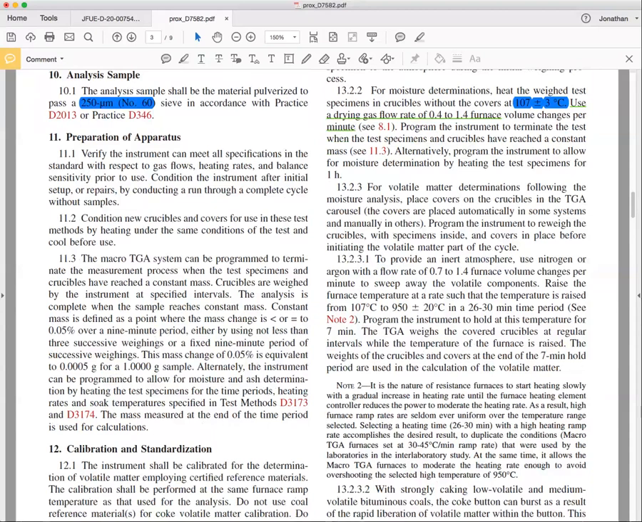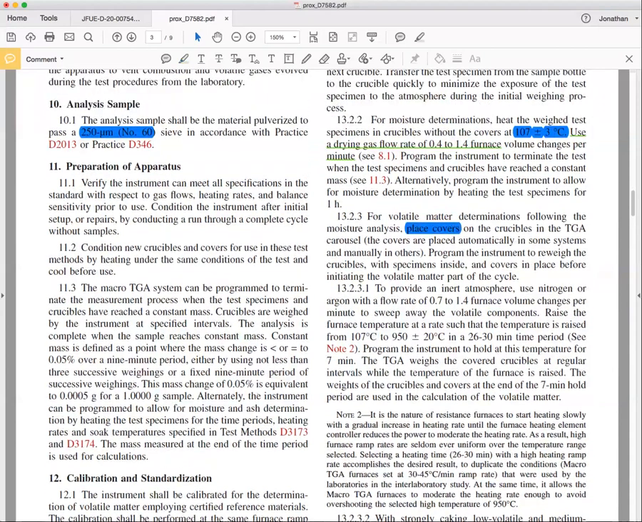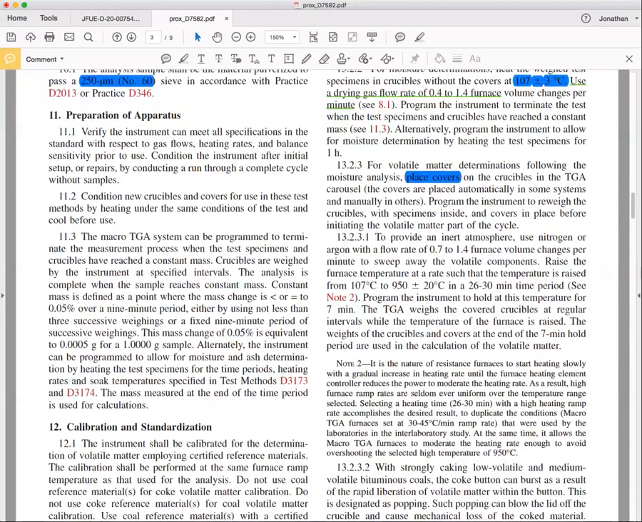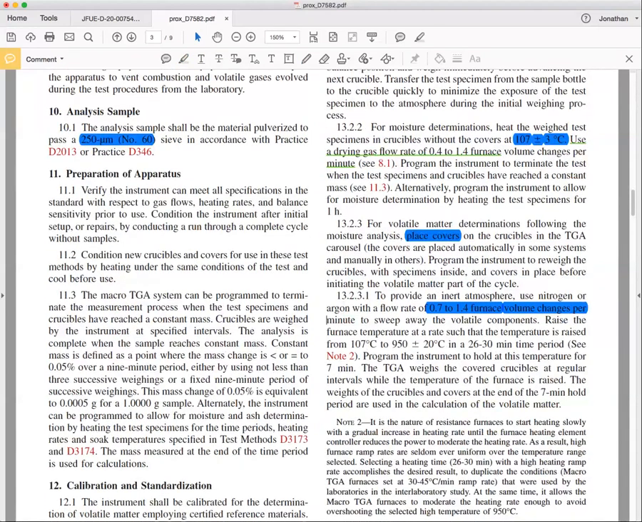For volatile matter, you add covers. The moisture is done without covers. And so there's a process where it does the moisture analysis until it gets constant weight, opens up, you put the covers on, it reweighs it. Again, we're on an inert atmosphere, it goes through again these different flow rates per minute, which allows us to sweep things away. And that's a little different than the earlier one.